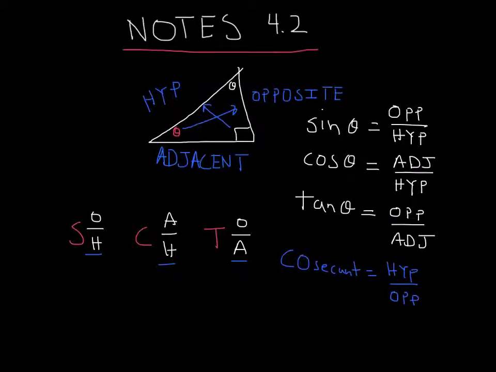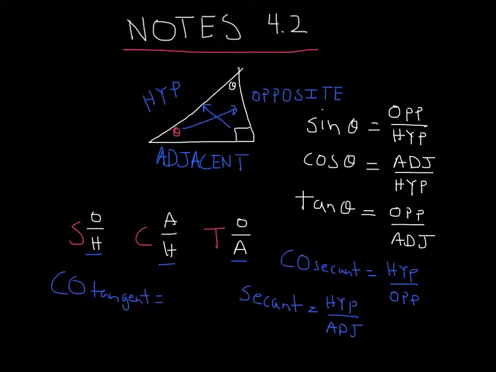And then you have the secant, and that's going to be the reciprocal of the cosine. So hypotenuse over the adjacent. All this is going to make a lot more sense in a little bit. And this one's pretty easy to remember, the cotangent. And that is going to be the adjacent side over the opposite side.